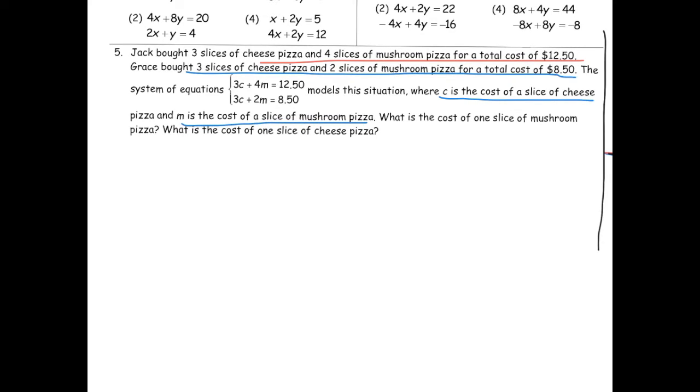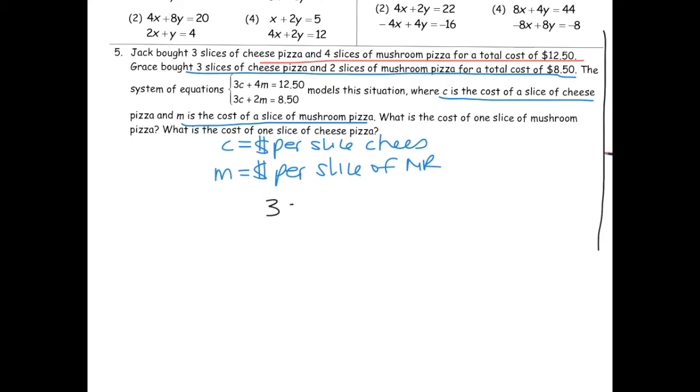So C equals the cost per slice of cheese and M is equal to the cost per slice of mushroom. Okay, they already give you the system, guys. Come on. 3C plus 4M equals $12.50. And then 3C plus 2M is equal to $8.50.